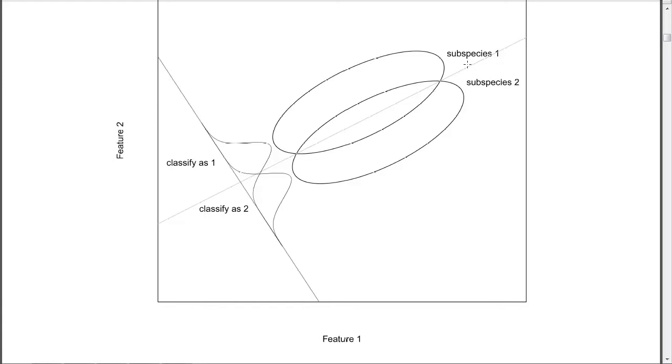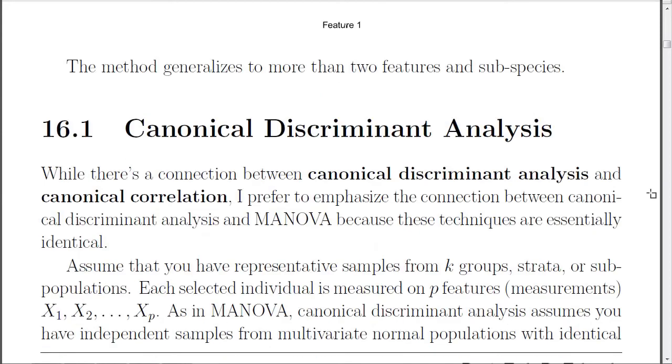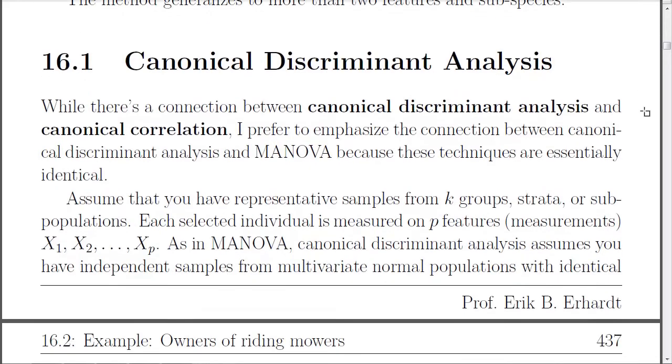So anything above that line, above and to the left, will be classified as species 1 or subspecies 1. Anything below and to the right of that line will be subspecies 2, and that's the basic idea of discriminant analysis. Finding this canonical direction. And we can look at this for more than 2 features and more than 2 subspecies. I was just giving a simple example.